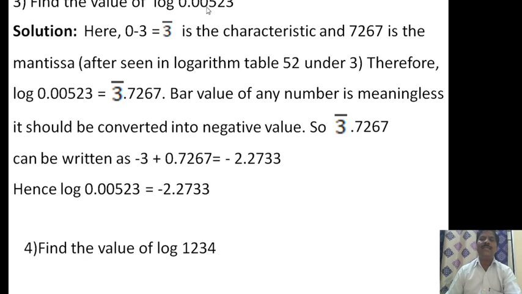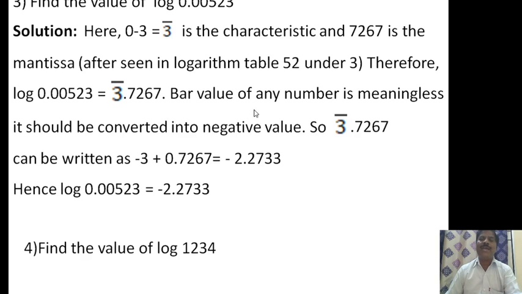And for the mantissa, after putting the characteristic, bar 3, which I have kept here, neglect the decimal point. Then we have the number 0 0 5 2 3, which is simply 523. Therefore you have to see 52 under 3 in the logarithm table. That will be 7267. Therefore bar 3.7267 is the value.